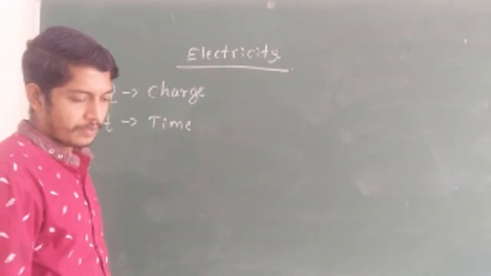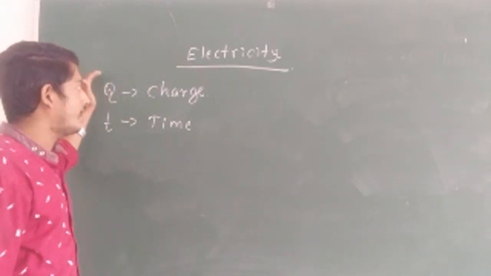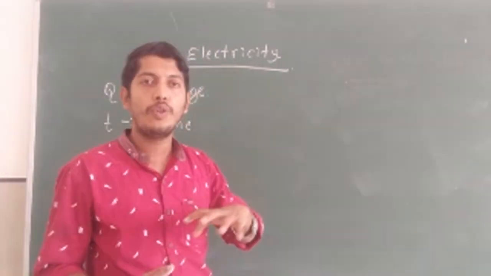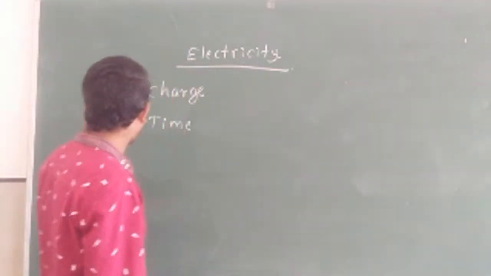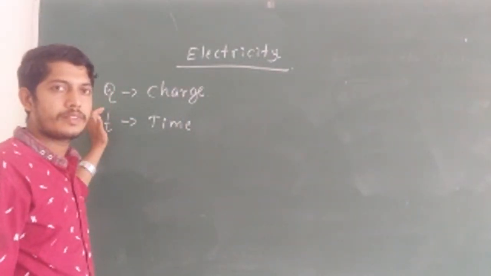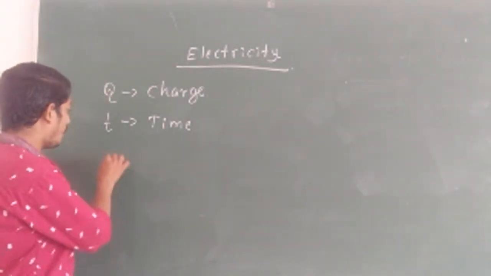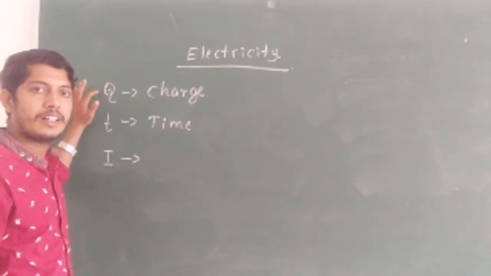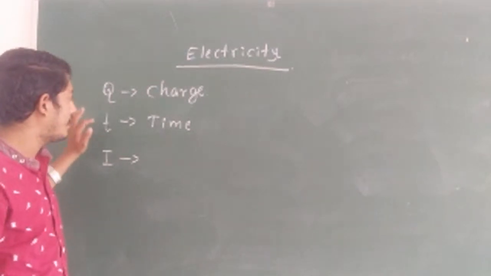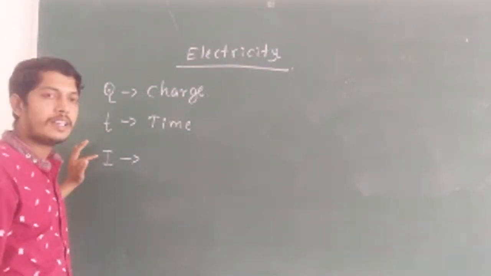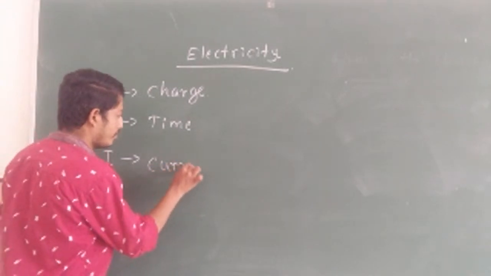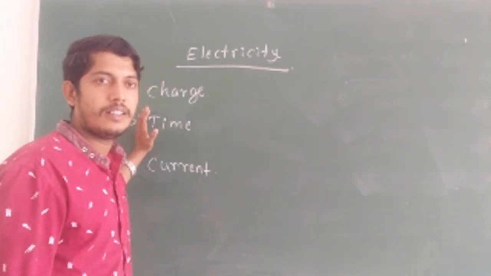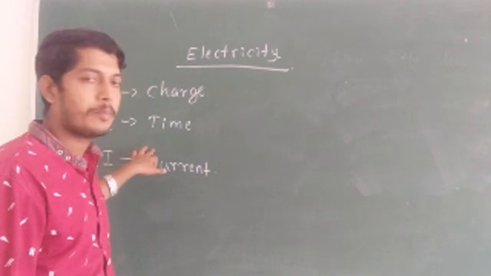When we consider Q as the charge and t as the time, that means Q number of charges are flowing from one end to another end in a particular time t. And we'll have another term, that is I. So we represent the charge by capital Q, time by small t, and current by I. So how to relate charge, time and current?